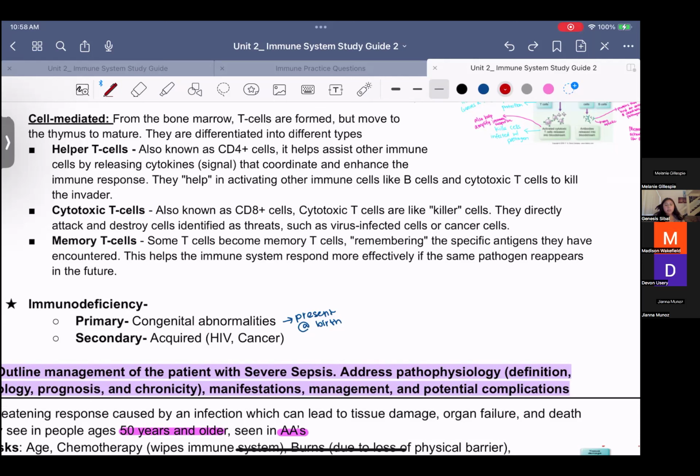And so for memory T cells, it's the same thing as the B cells one. Basically, they're just able to help remember those specific antigens they've encountered, and they just help the immune response more.